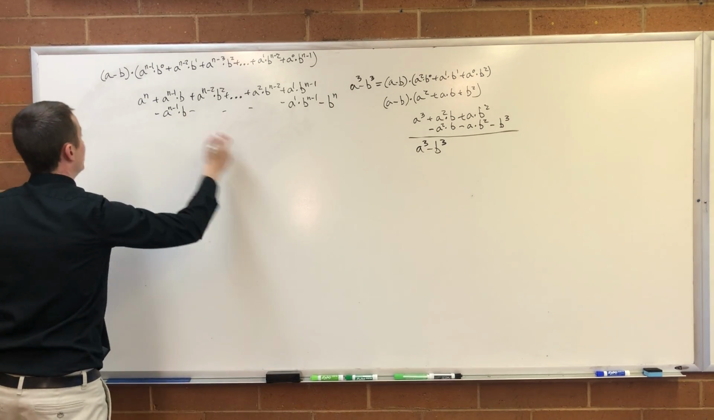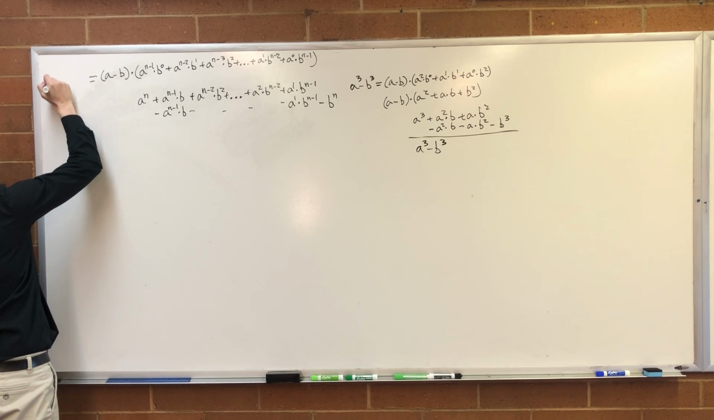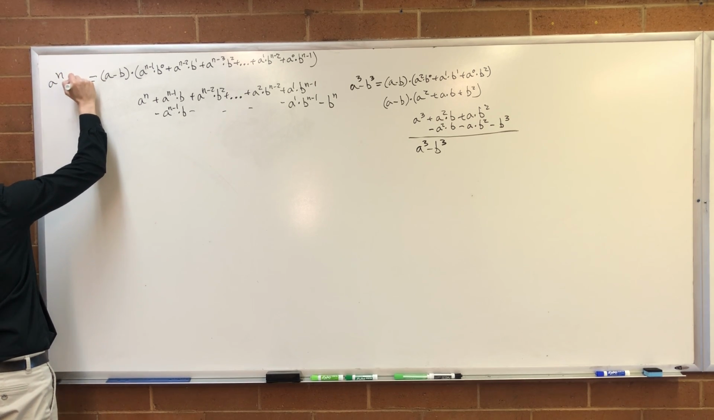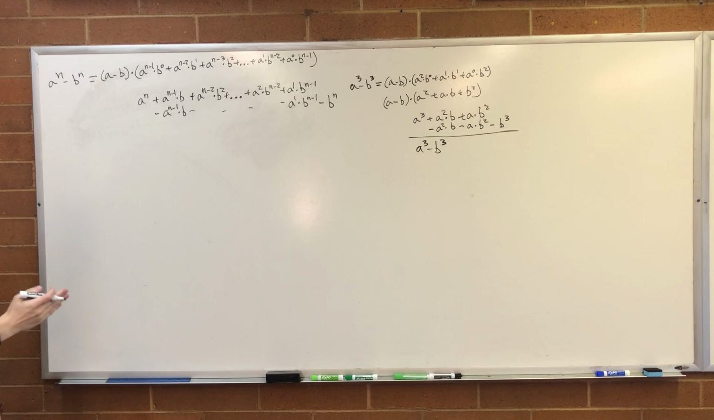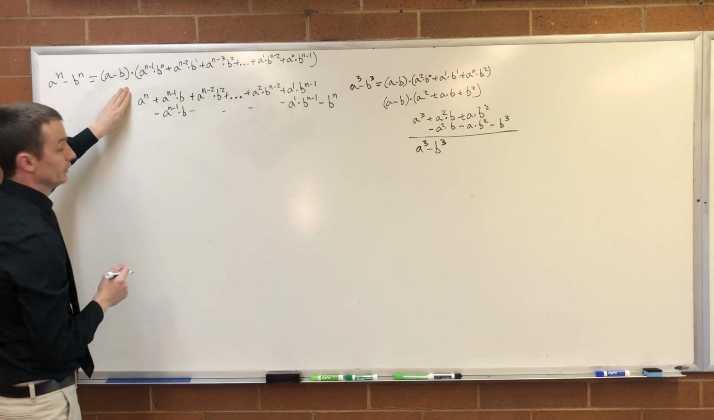Everything cancels out once again, except for the a to the n and b to the n. So this is equal to a to the n minus b to the n. Very useful factoring formula. Anytime you're solving a problem and you get two terms with the same exponent, that is a very good thing. You can instantly factor it like this.